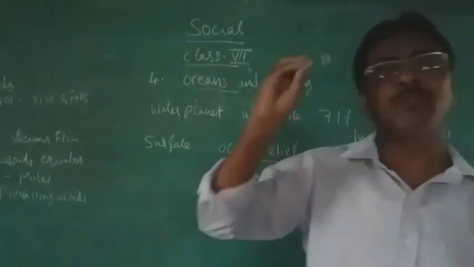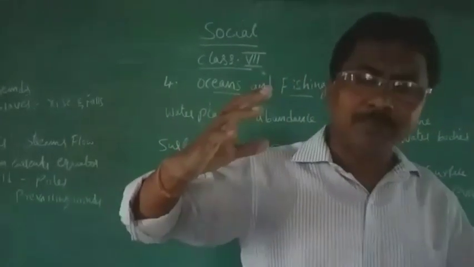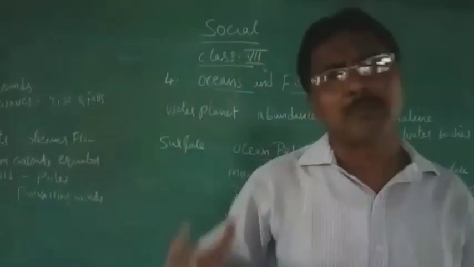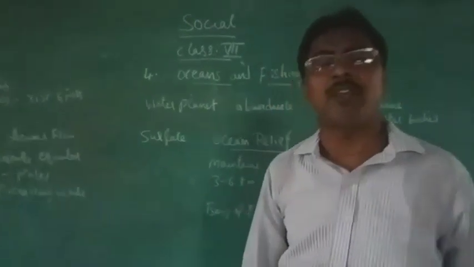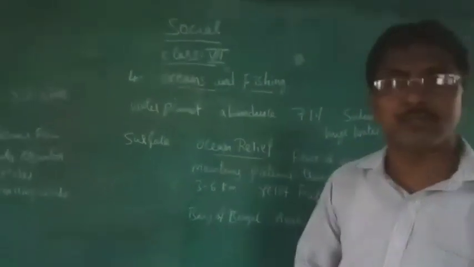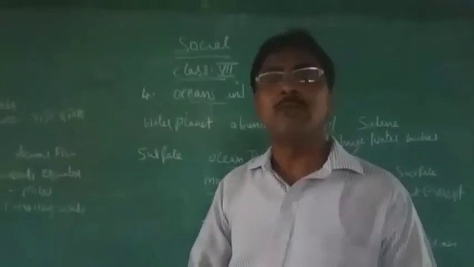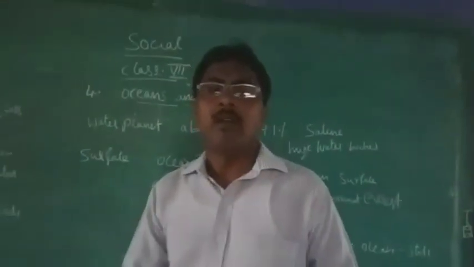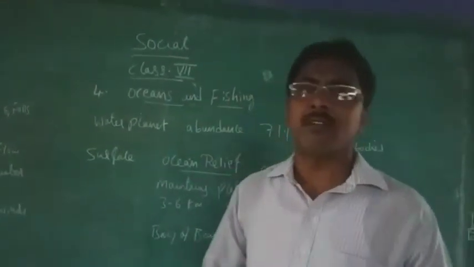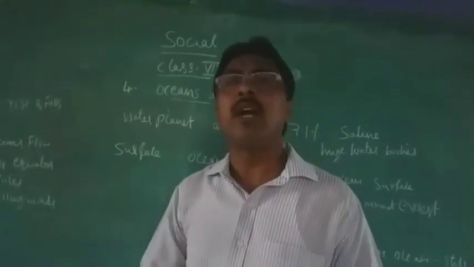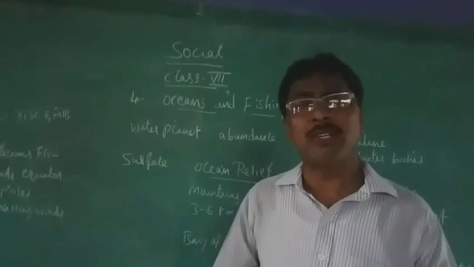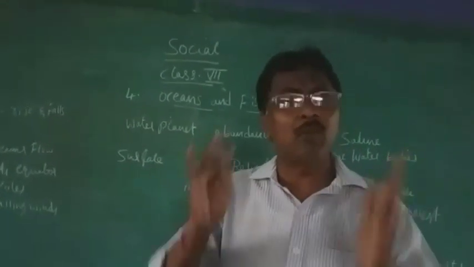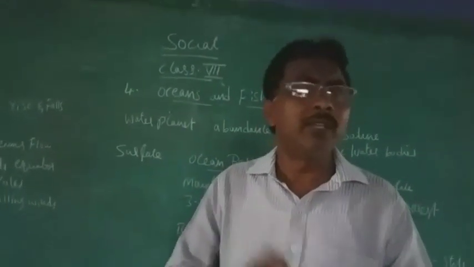Why did they give the name ocean? Ocean means a great depth. You can't find the depth. That's why we call it an ocean. Some holy books are there: the Bible, the Bhagavad Gita, the Quran. They are like an ocean because they are very big books, very big to read.